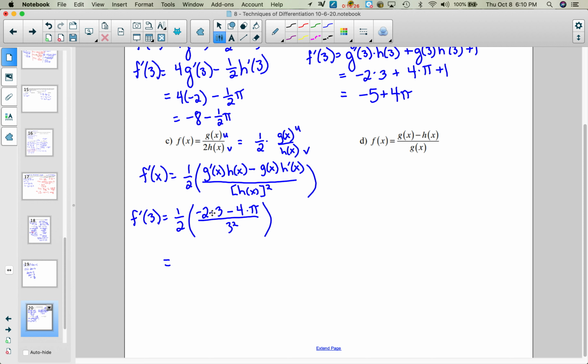So if we just clean that up a little bit, we get 1/2 times (-6 minus 4 pi) over 9. And then this 2 can cancel out a 2 if I factor that out. So I'm going to have (-3 minus 2 pi) over 9. And do not tell me that that 3 and 9 cancel, because I would not be very happy with that. Hopefully you know why.